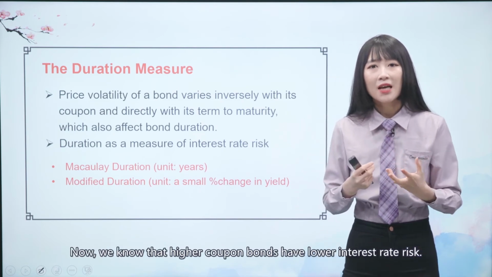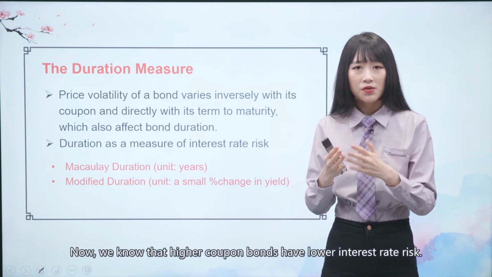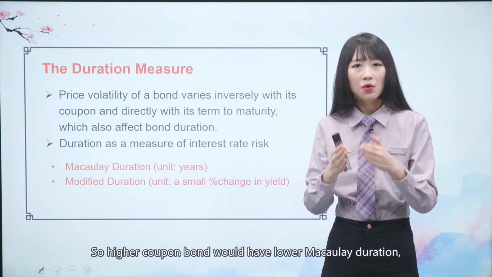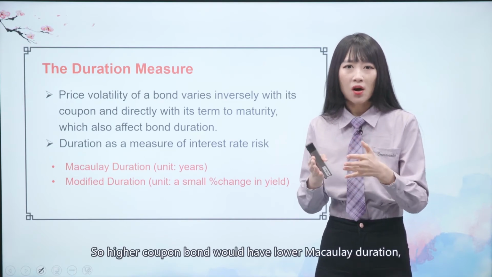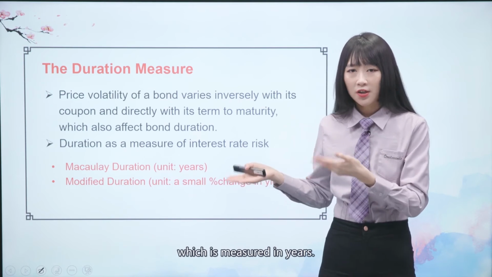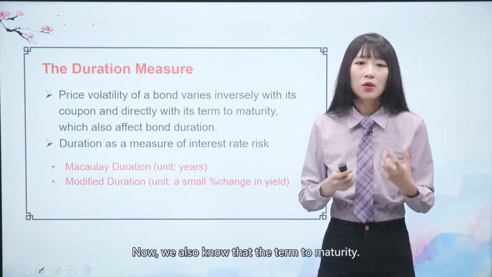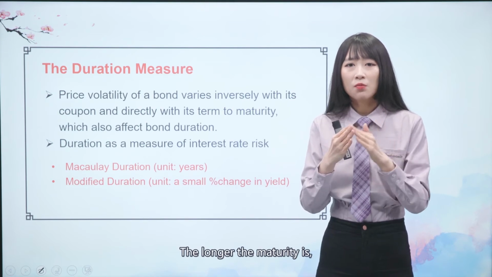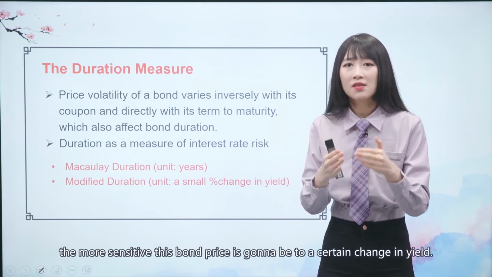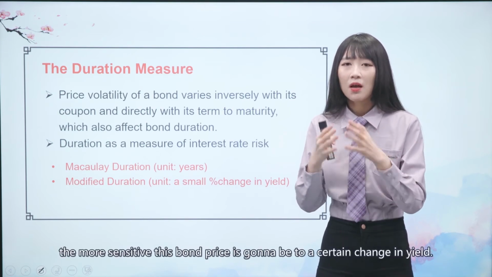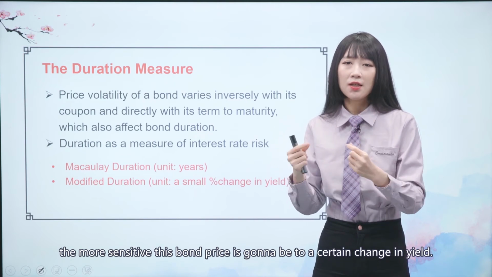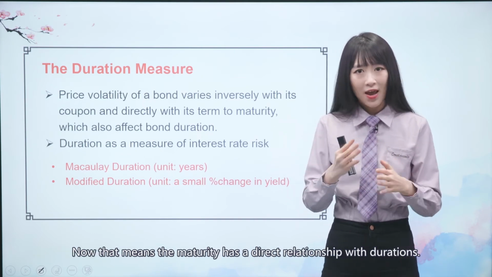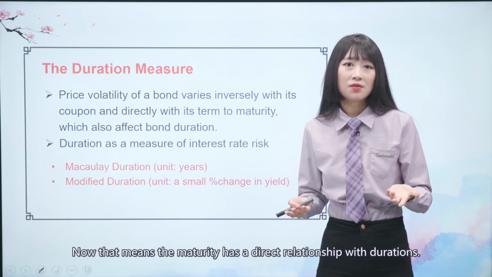So it shares many similarities with what determines price volatility. Now, we know that higher coupon bonds have lower interest rate risk, so a higher coupon bond would have lower Macaulay duration, which is measured in years. We also know that the longer the term to maturity is, the more sensitive the bond price is going to be to a certain change in yield. That means maturity has a direct relationship with duration.